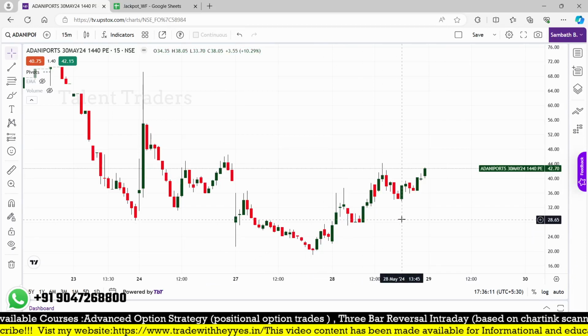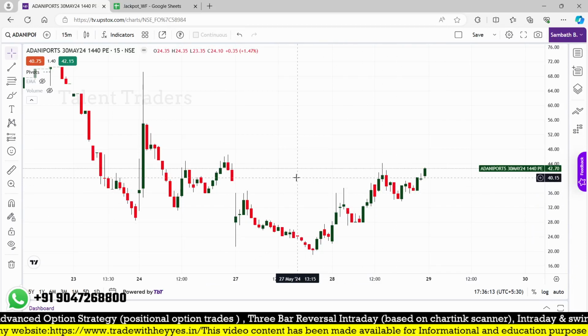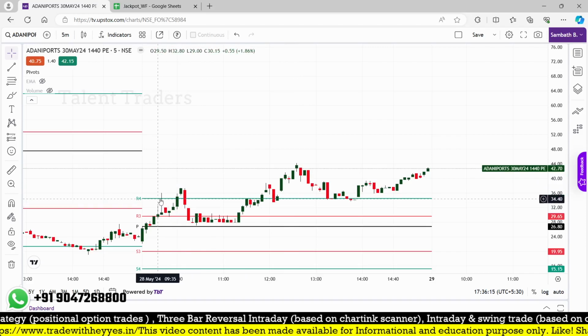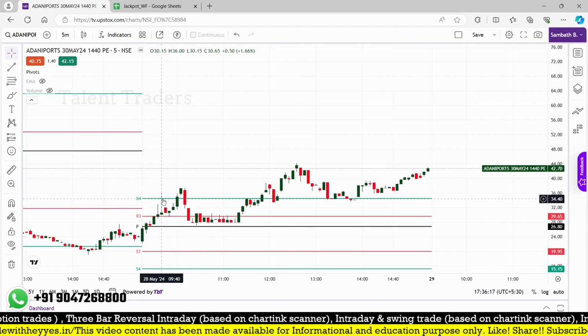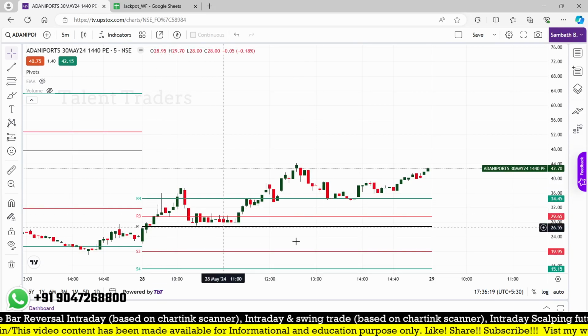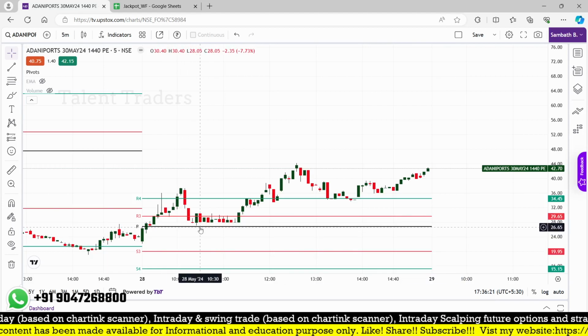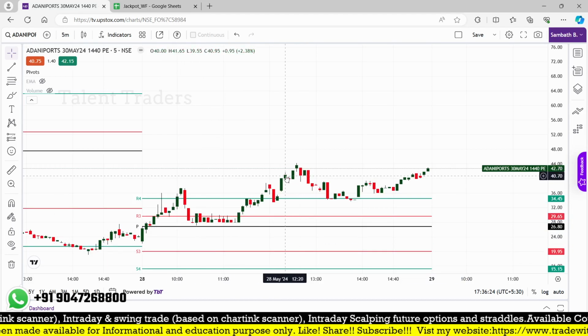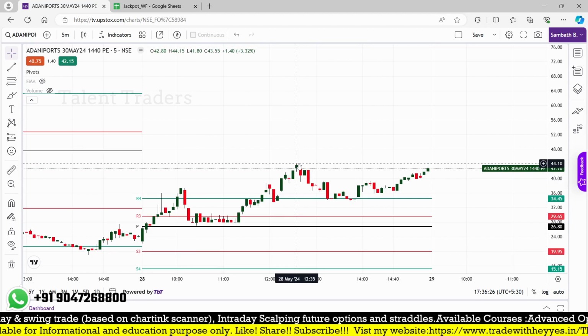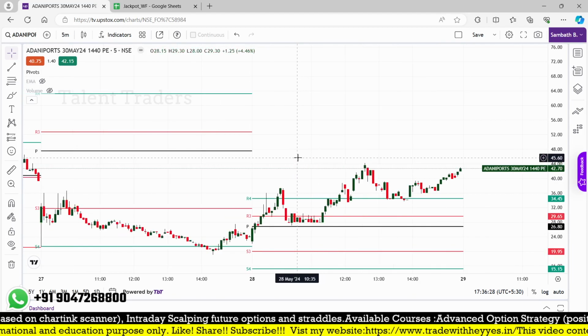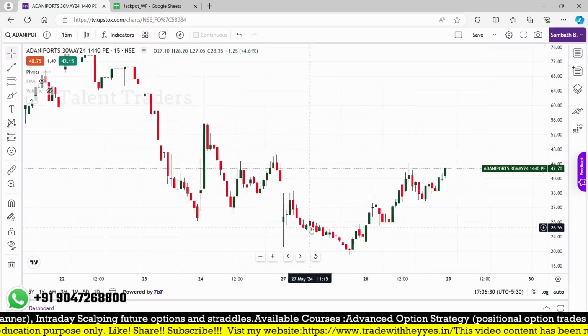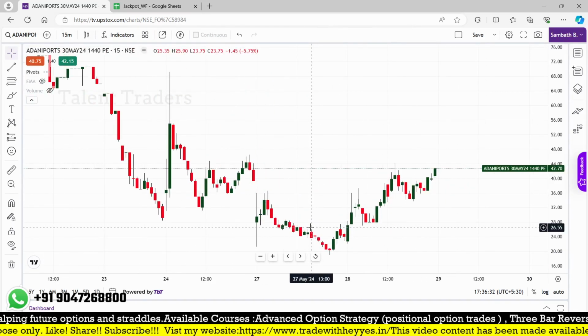We are looking for an R4 breakout here. Whatever the strike price, what is the 5 minutes breakout? Yeah, here you can get around 9:40. So it is a valid breakout. Around 34, and maybe a stop loss below the pivot around 26, and it went up to 44. So near about 10 rupees.